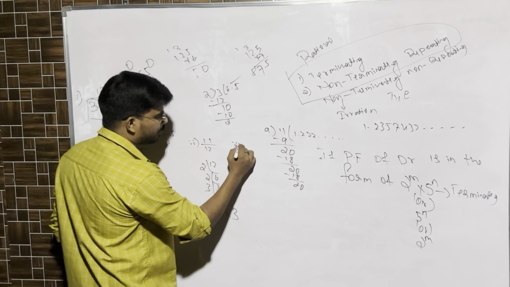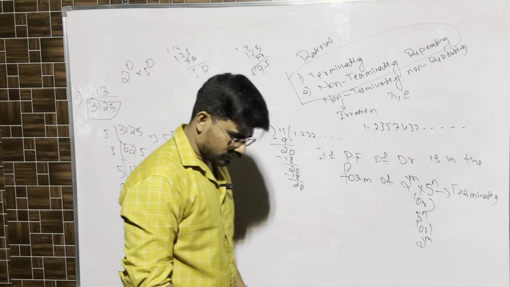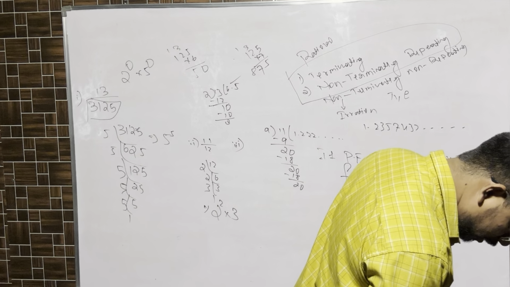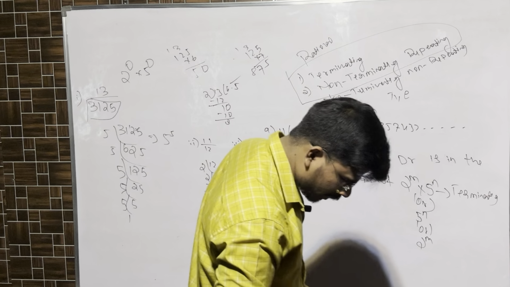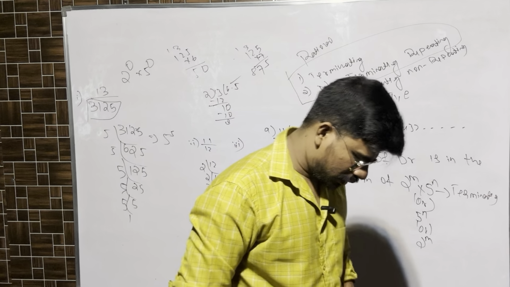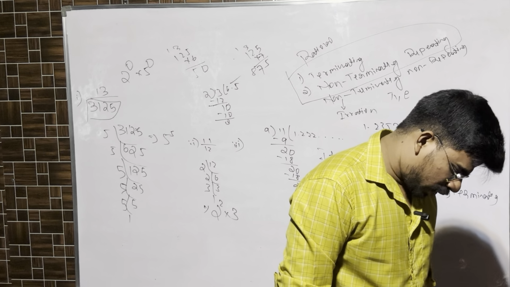Tell me the third one. 64 by 455. Yes. The third one you can do. Third, fourth, those are simple only.